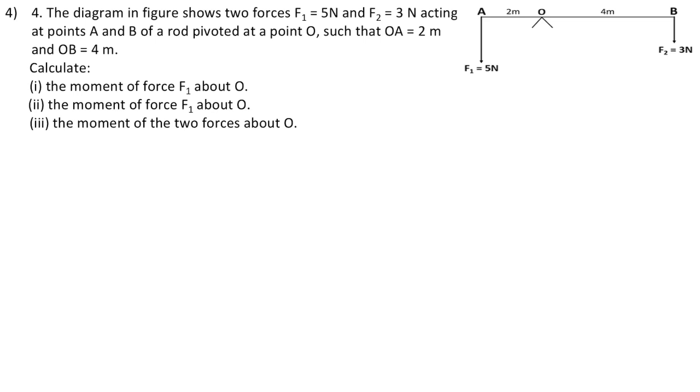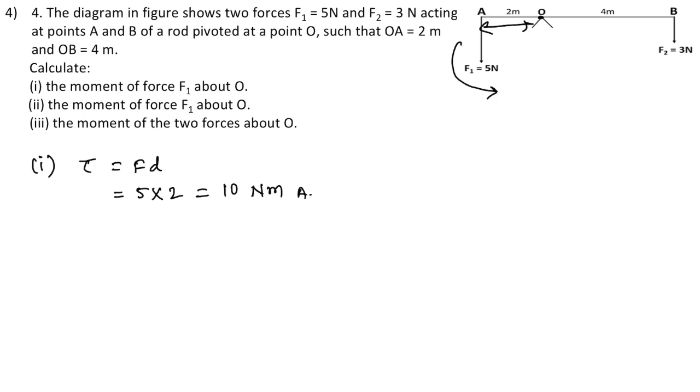About point O means the axis of rotation is passing through the point O. So torque is force into distance. Force is 5 Newton and distance of the force from the point O is 2 meter. So that is 10 Newton meter. And from the diagram it is clear that due to this force F1, the torque will be in anti-clockwise direction. So we can say 10 Newton meter anti-clockwise, or we can simply say plus 10 Newton meter is the torque.